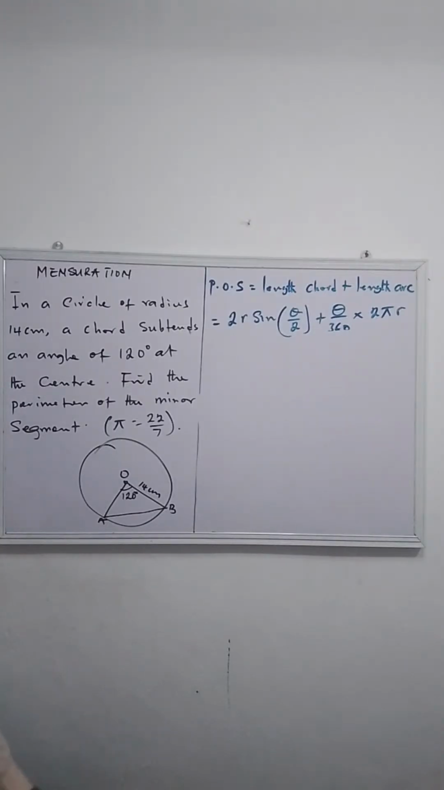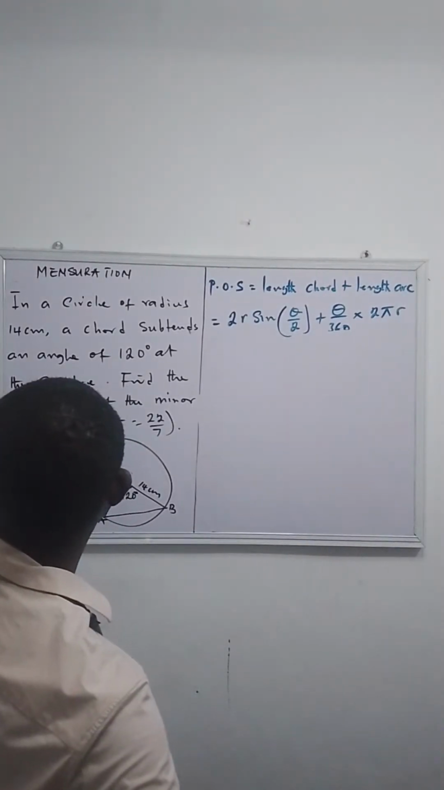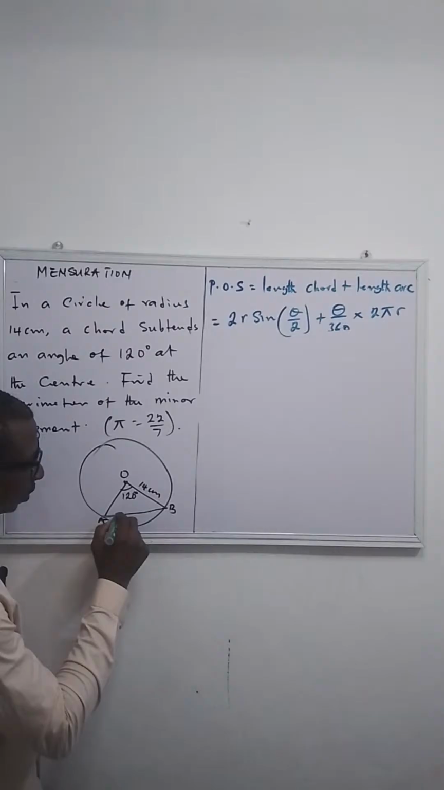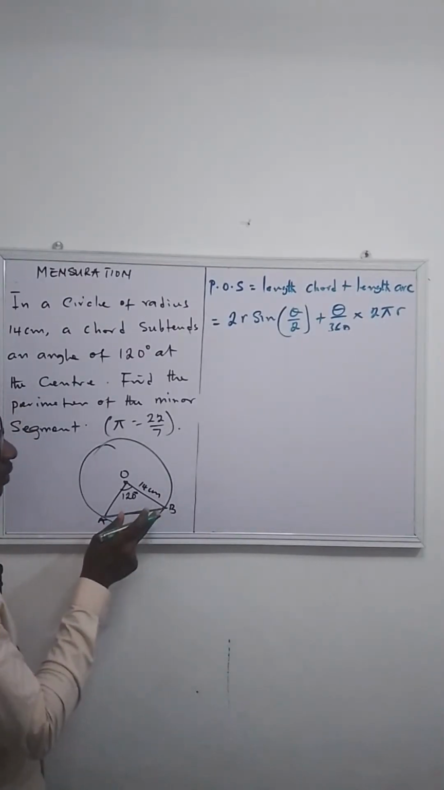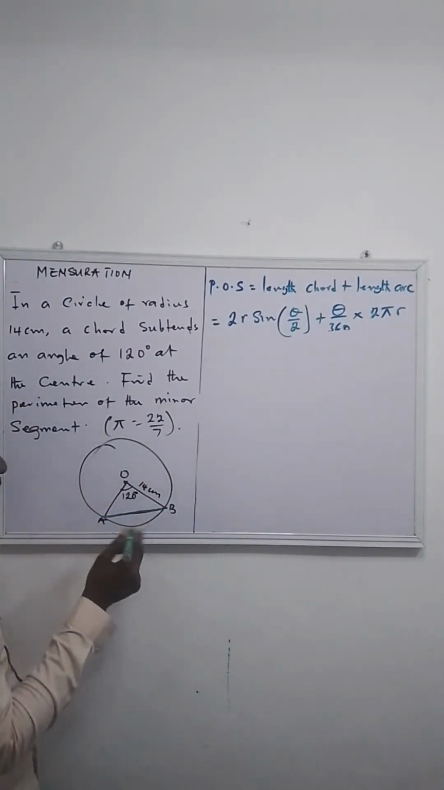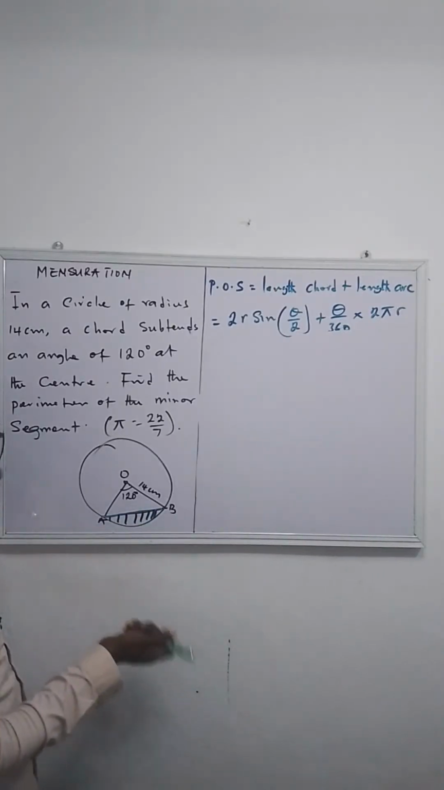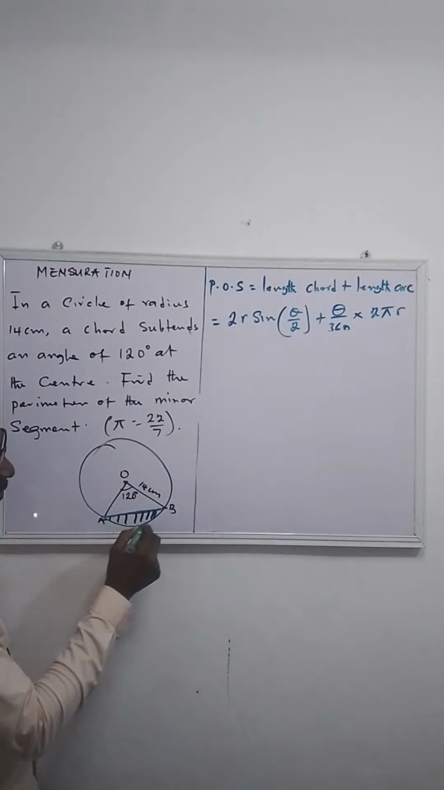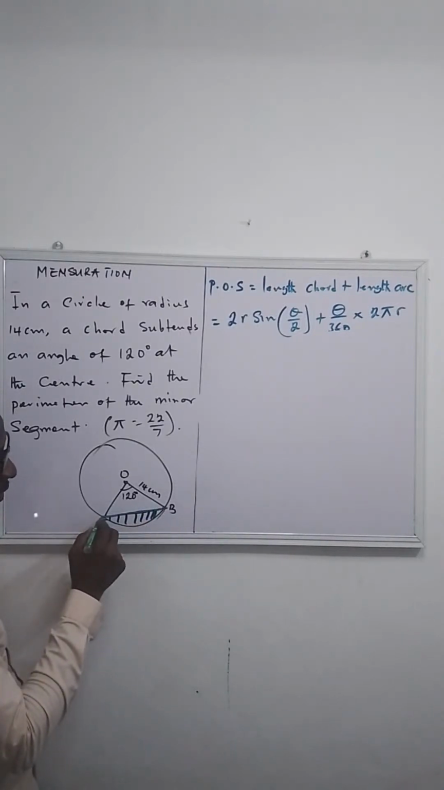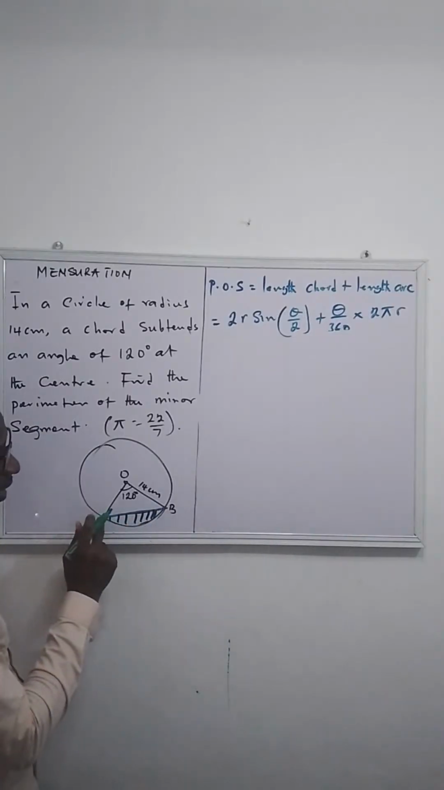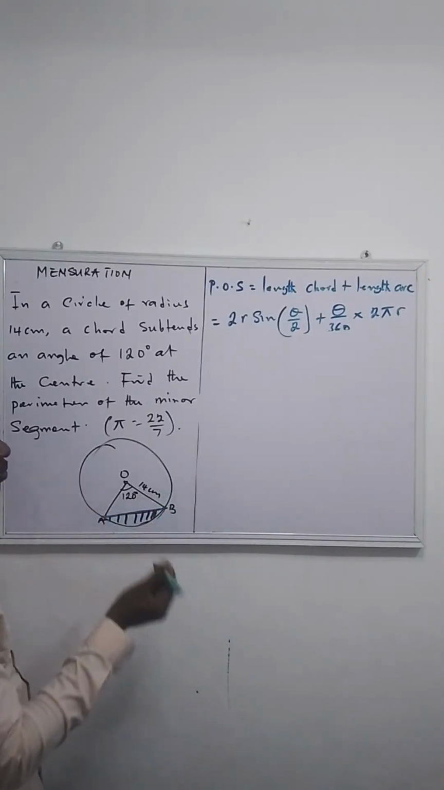Now the question says that we should find the perimeter of the minor segment. This chord is dividing the circle into two parts. So this is the minor segment, this part. The question wants us to get this perimeter. We have the length of a chord and an arc AB, so we just add these together.